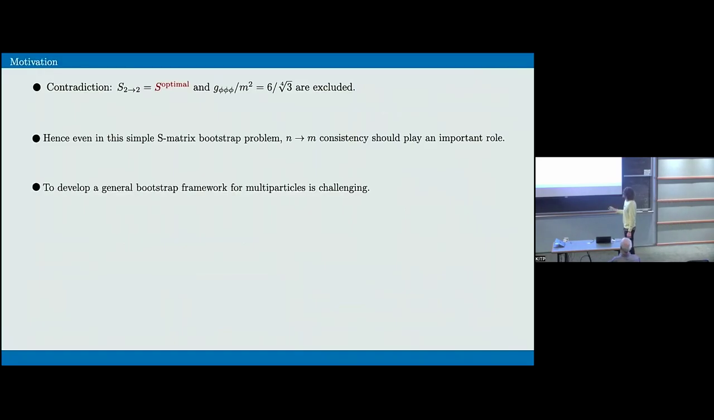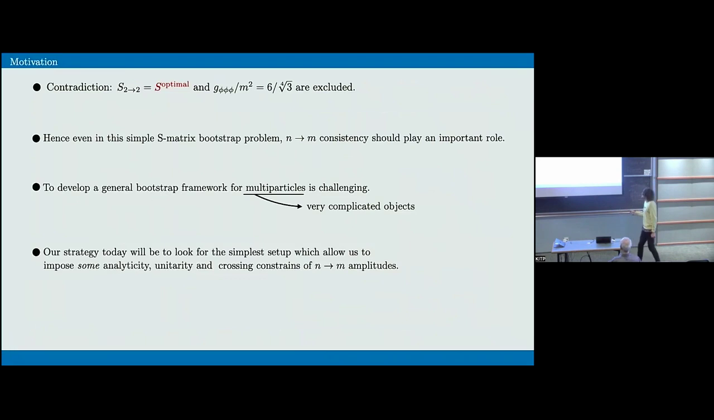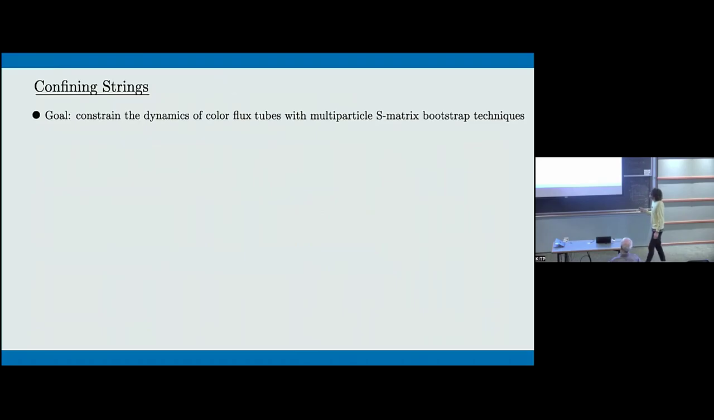Now, of course, it's very hard to develop a general bootstrap framework for multiparticles because these are very complicated objects. So the goal here is to try to find the simplest setup which allows us to impose some form of analytically tightened crossing for multiparticle processes. And fortunately, we don't need to go all the way down to something very boring. It's still a very interesting setup, and this setup is the one that Victor introduced yesterday, I think, which is that of confining strings. So the goal would be to constrain the dynamics of confining flux tubes using multiparticle S-matrix bootstrap techniques.